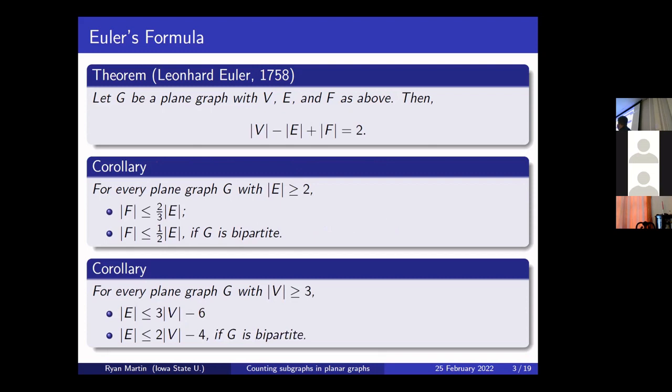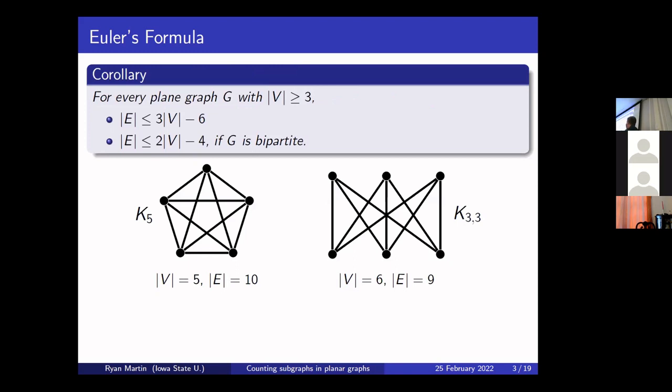But if you plug that back into Euler's formula, you get a couple of very famous formulas. One is that for a plane graph or planar graph, the number of edges is at most 3v minus 6. And if it's bipartite, it's at most 2v minus 4, except for the case where you have a K2. In fact, these formulas work even with isolated vertices. In fact, isolated vertices only help. So the only exception is K2, and I guess K1. All right. And this immediately allows us to conclude two different graphs are not planar. K5 cannot be planar because it violates the first condition.